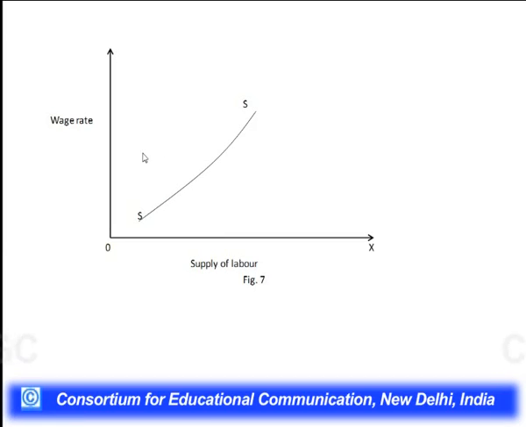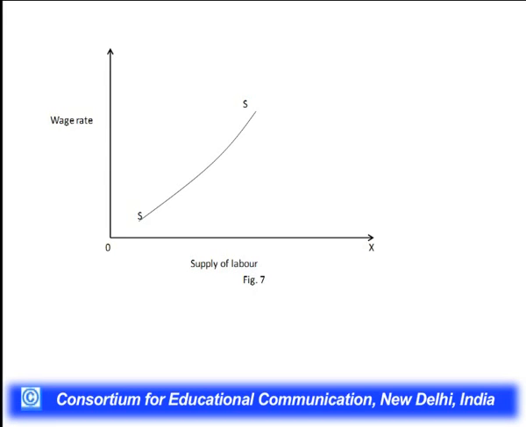But for the economy as a whole, the supply curve of labor is upward rising. That means the higher the wage rate, the higher the supply of labor, and the lower the wage rate, the lower the supply of labor.